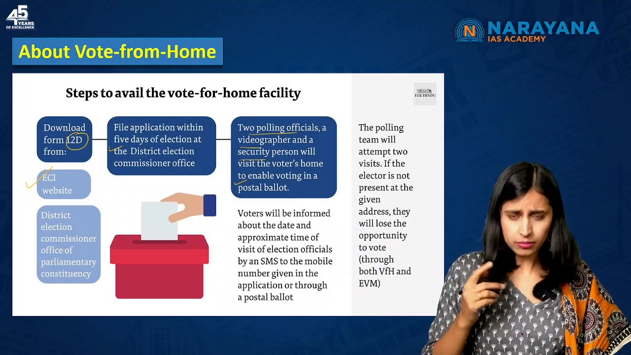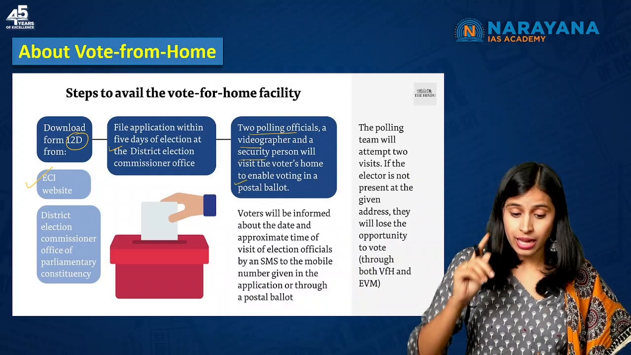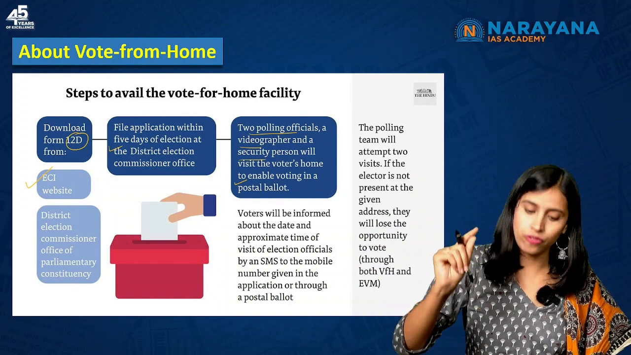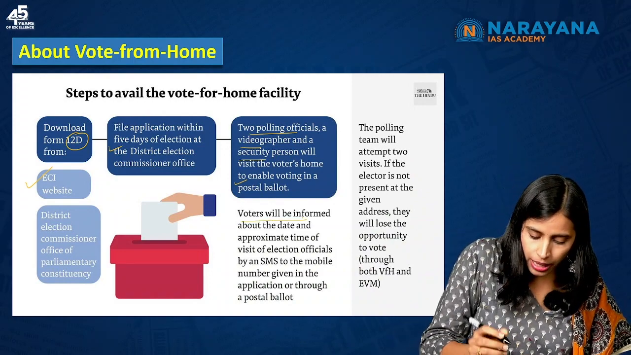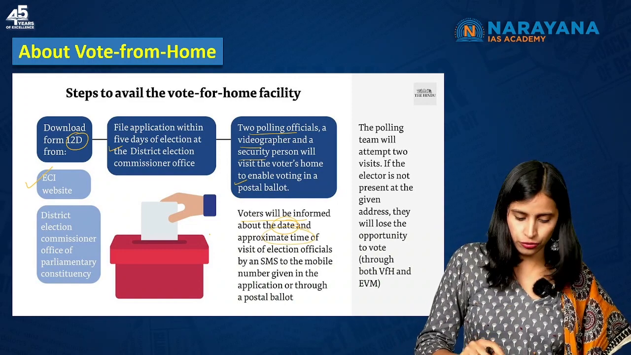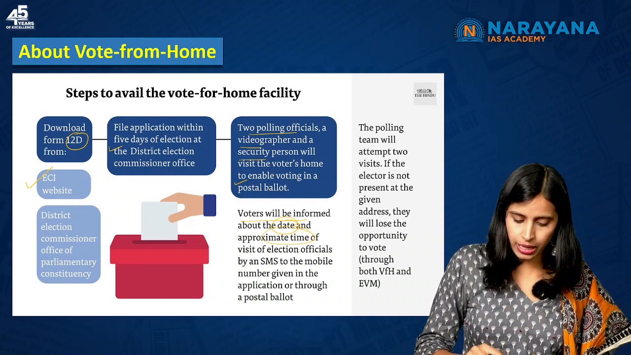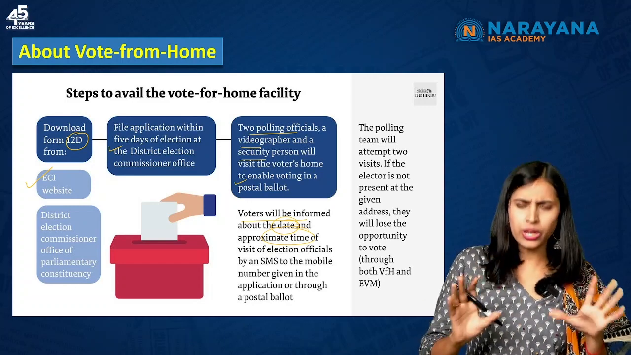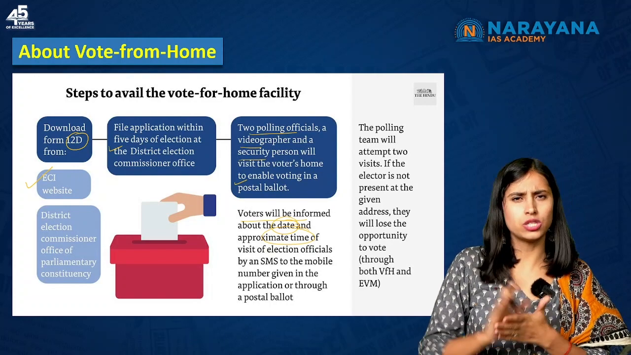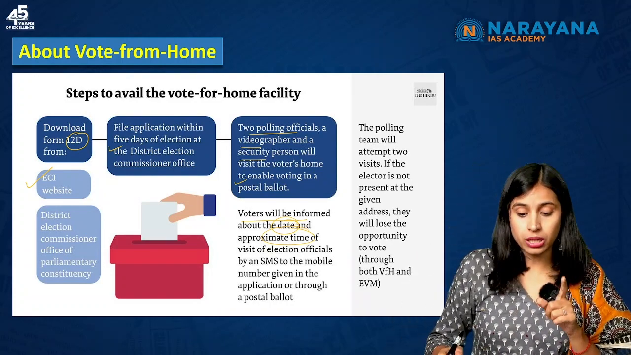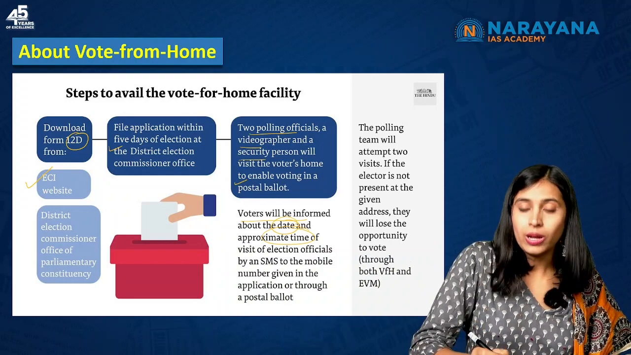Okay. Here, the most important thing is, it's not that the person will visit his home randomly. The voter will be informed about the date and the approximate time of the visit of the election official via SMS to the mobile number given in the application for a postal ballot. So he will be informed that at this time we will come, since you've already asked to exercise a vote from home. Also, you should remember that this polling team will attempt to visit.